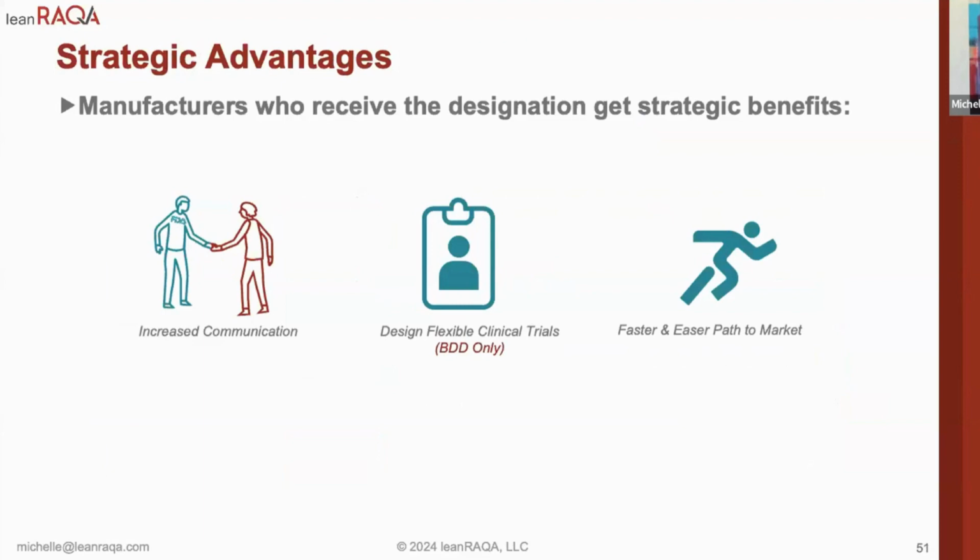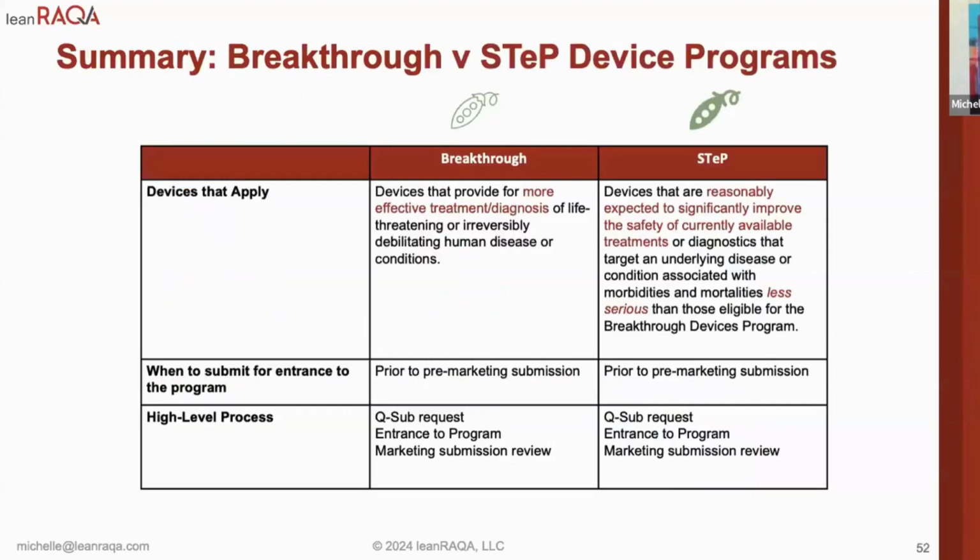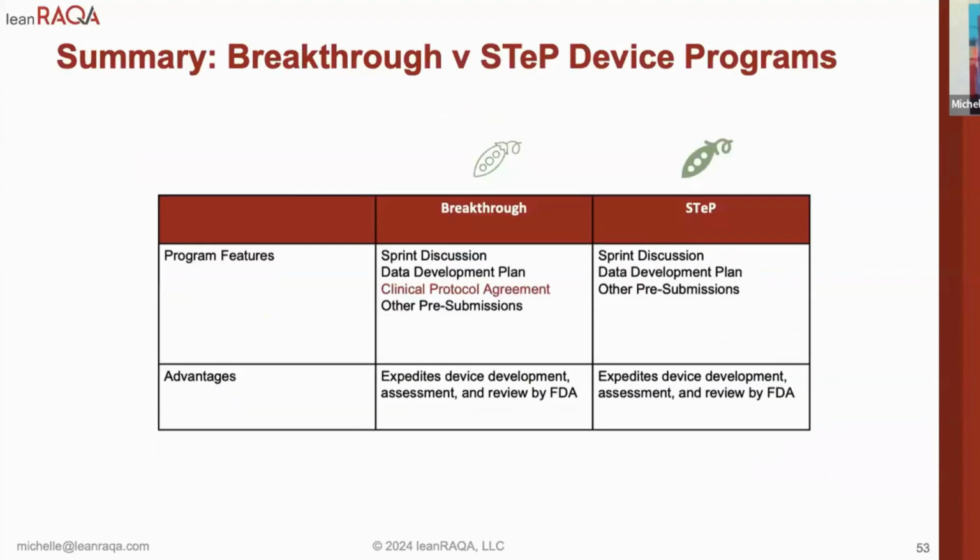So those strategic advantages, those benefits, are that the FDA intends that these programs are going to provide a high level of engagement between FDA and innovators, where there are no good alternatives for patients. And at the end of the BDD process, when you finally get granted or cleared or approved, whatever pathway you ended up on, FDA puts out an actual press release of FDA worked with this company to bring this important technology to market. So it could be really good for marketing purposes. This is just for your reference later to compare the 2 technologies and the benefits.